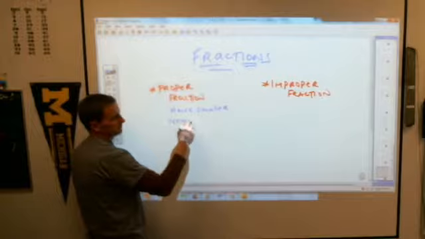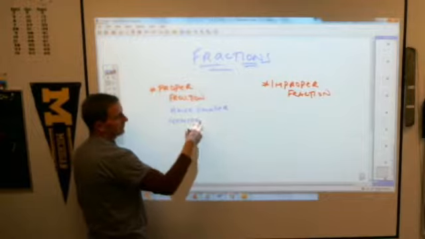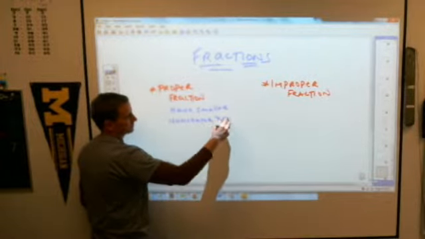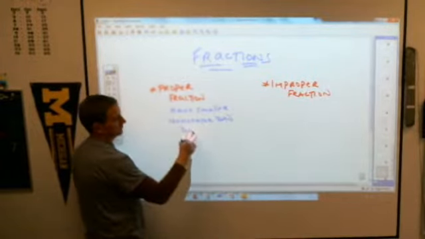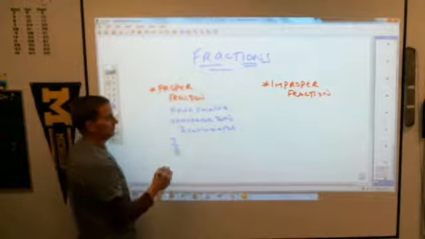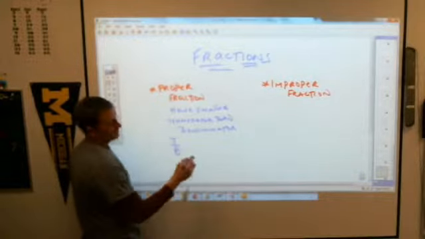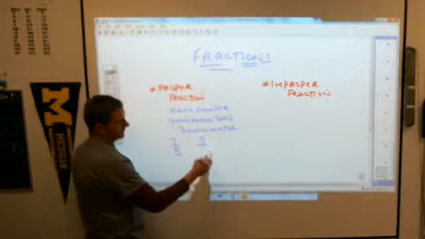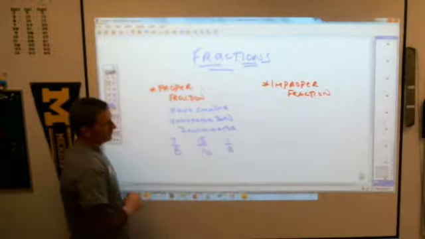But the difference between the two is that proper fractions are fractions that have smaller numerators than denominators. Which simply means this. A proper fraction would be the fraction 7/8. As long as the top number is smaller than the bottom number, it's proper. You might have to reduce it, but it's proper. 15/16, 1/3. Those are proper fractions.